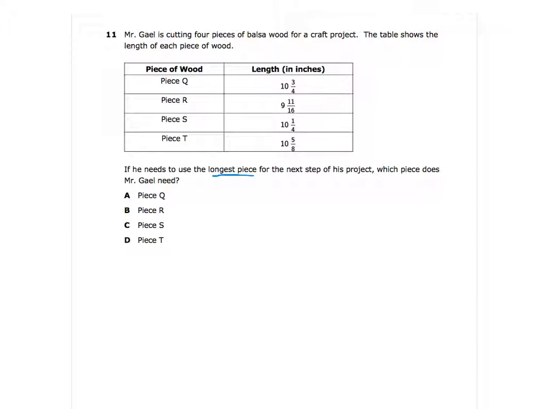So we can go ahead and get rid of piece R because if you look at the whole number, it's 9 and the other ones are 10. So we have 3/4, 1/4, and 5/8. Well, I already know that 3/4 is bigger than 1/4, so I can go ahead and eliminate that one too. So I'm only going to be comparing 10 and 3/4 with 10 and 5/8.